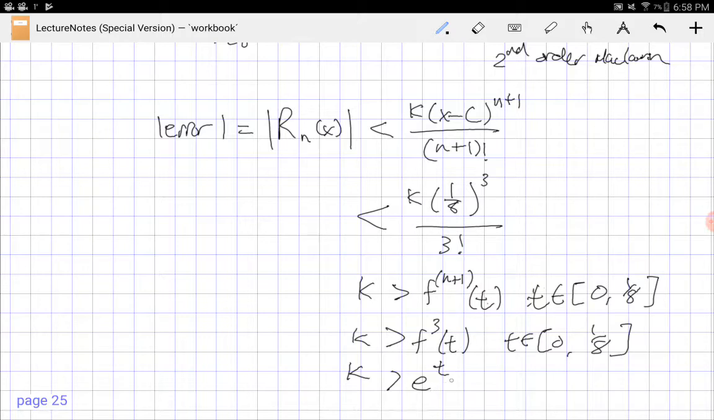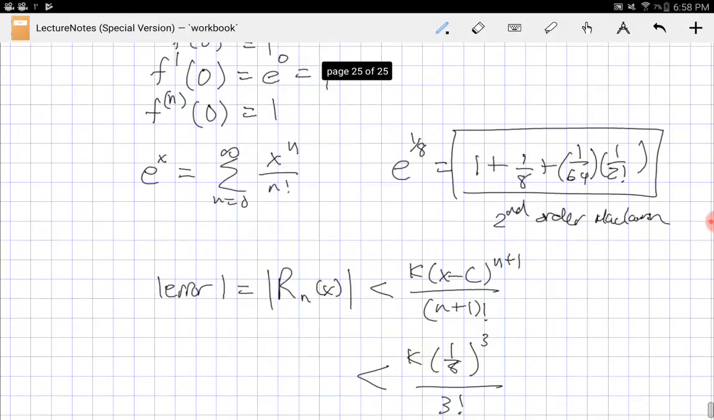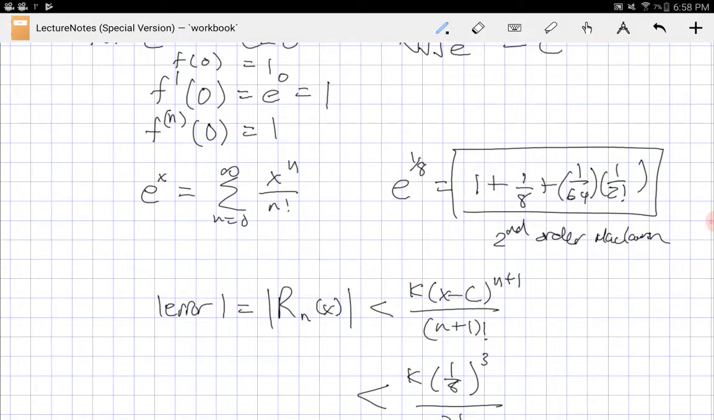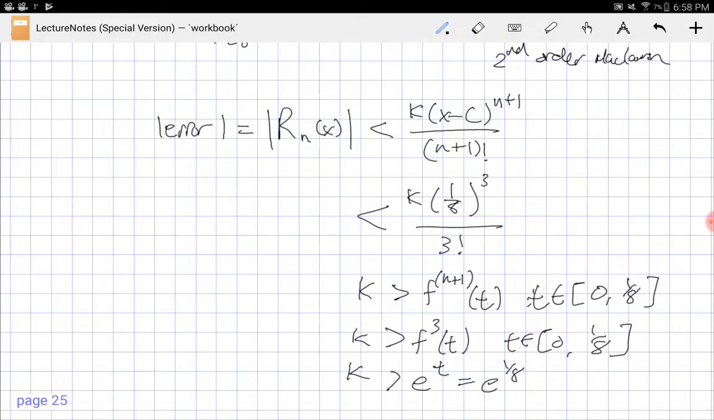But that would be kind of silly if we had to evaluate e to the power of 1/8, because e to the power of 1/8 is literally what we were looking for. So if in our error we had to calculate what we were just looking for, this is rather silly. So instead of saying that k has to be greater than e to the 1/8, we can alternatively just say that k is greater than 3, because we know that on the interval of 0 to 1/8, e to the power of any of these numbers will never exceed 3, because e to the power of 1 is 2.7 something, and so none of that ever exceeds 3.